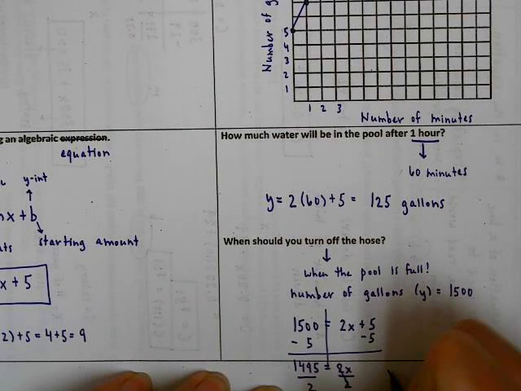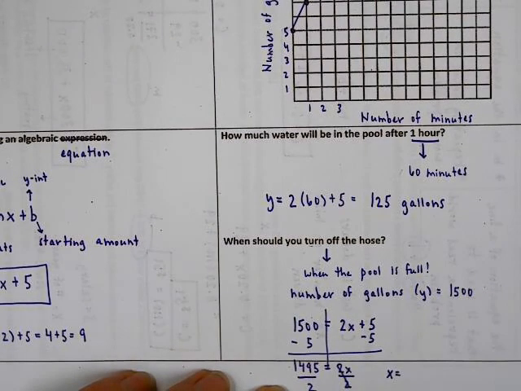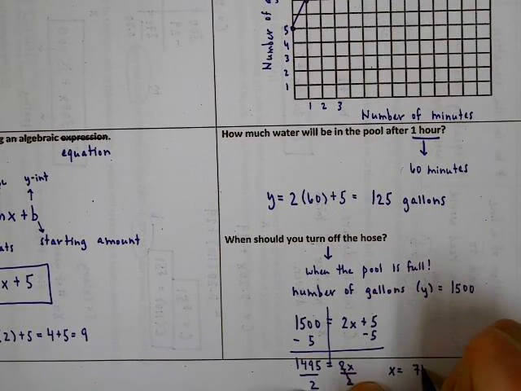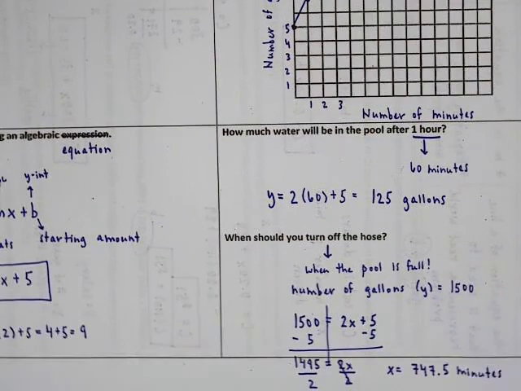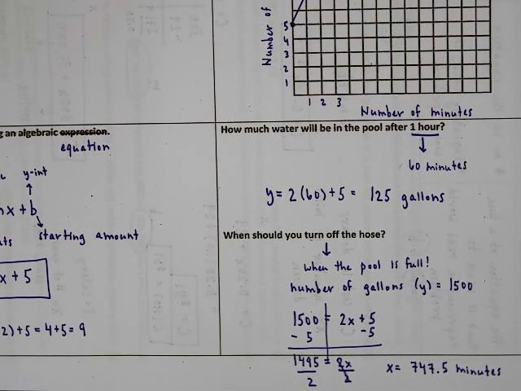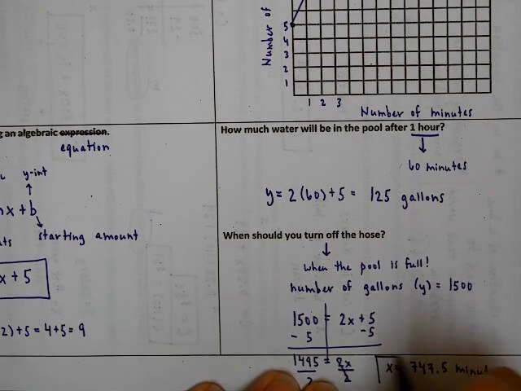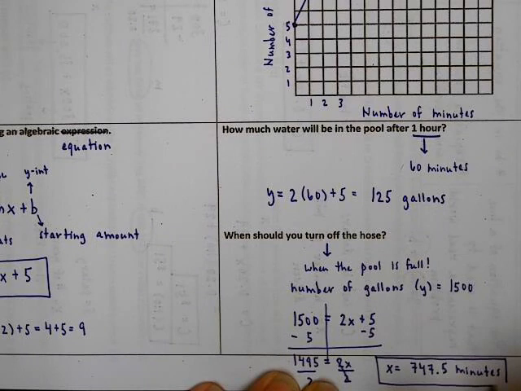And using our calculators, we're going to get 747.5 minutes. Now, I always like to think about whether a decimal makes sense in the context of my problem. If I have minutes, I can definitely have half a minute. That's just 30 seconds. So I'm going to go ahead and leave my decimal in this problem.